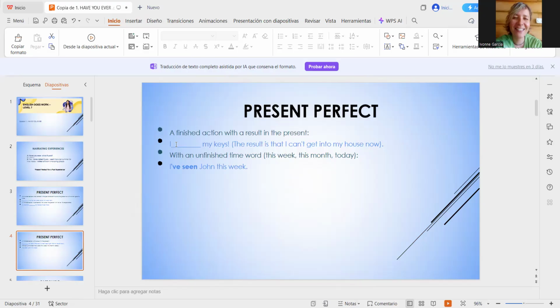Another case with an unfinished time word: this week, this month, today. Remember that every verb tense, every present tense, we have a group of words related to that time. So in this case, with the present perfect, we can use this week, this month, today, and that is referring to the present too. I've seen John this week. I've seen John this morning. It is better to say, I saw John this morning. But we can use both.